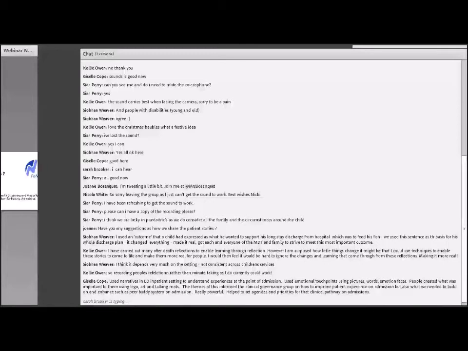Yeah, so Kelly, I've carried out many after-death reflections to enable learning through reflection. However, I'm surprised how little things change. It might be that I could use a technique to enable these stories to come to life and make them more real for people. I would then feel it would be hard to ignore the changes and the learning that comes from these reflections because it makes it more real.